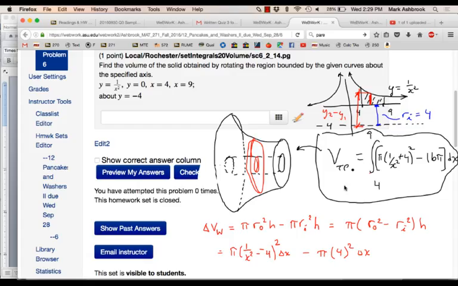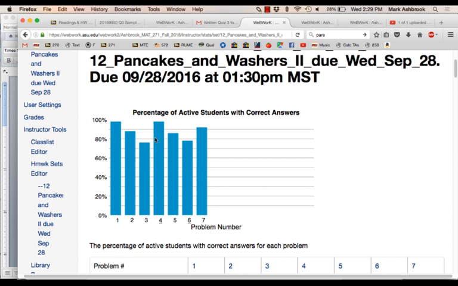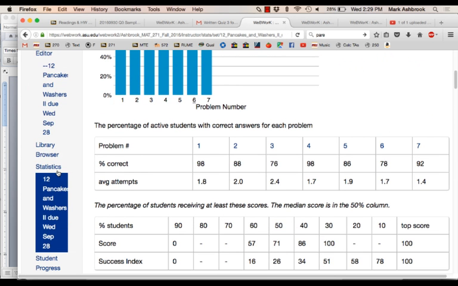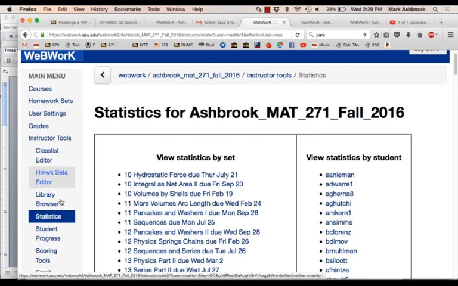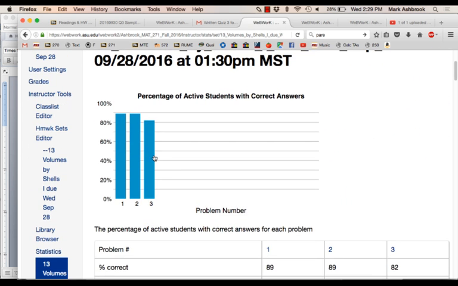Okay, questions on this example? Okay, let's do one from the first shells assignment. Last chance, I'm going to erase it. All right, let's look at the shells assignment. Looks like number 3.